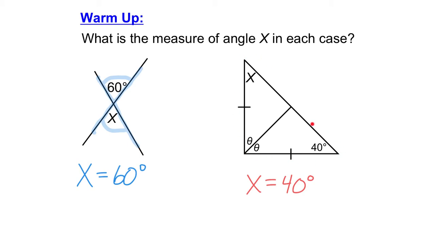Here, there's a couple ways you can look at this. First, just look at the big triangle. Two sides are the same, which means this is an isosceles triangle, which means these two angles must be equal, so they're both 40 degrees.